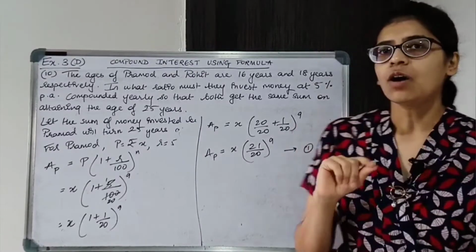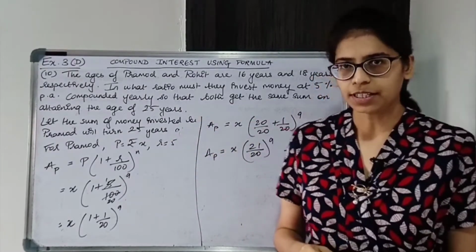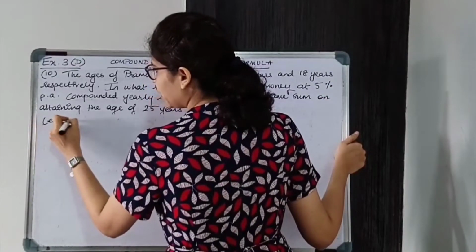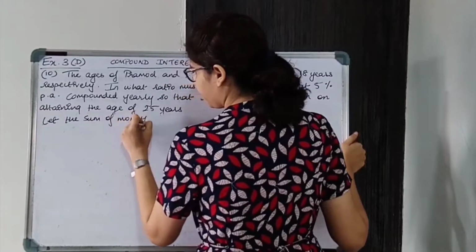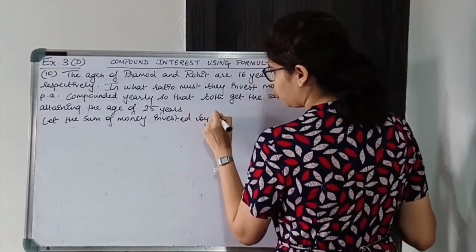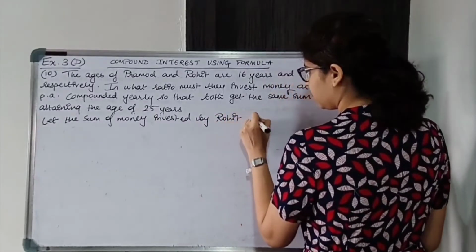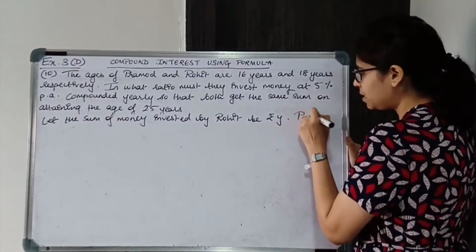Alright. Now we need to find the amount received by Rohit. Same thing in case of Rohit. Let the sum of money invested by Rohit be rupees Y. So the principal is rupees Y.